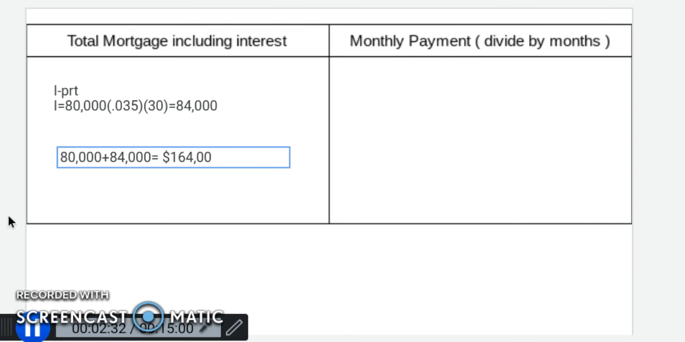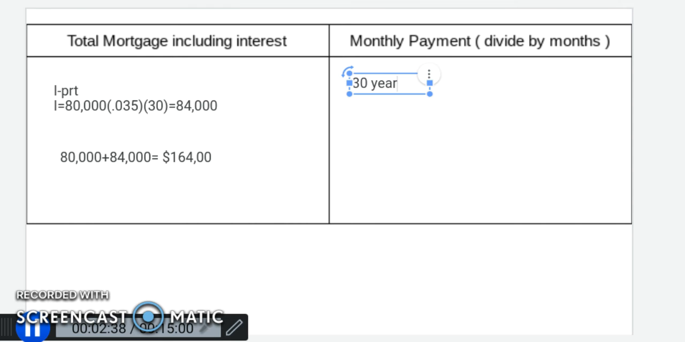So once we find our total, then we can go ahead and find our monthly payments. So this is a 30-year loan. And if we want to get monthly payments, we've got to find out how many months we're going to be paying. So there's 12 months in a year. 30 times 12 is going to give us a total of 360 months.